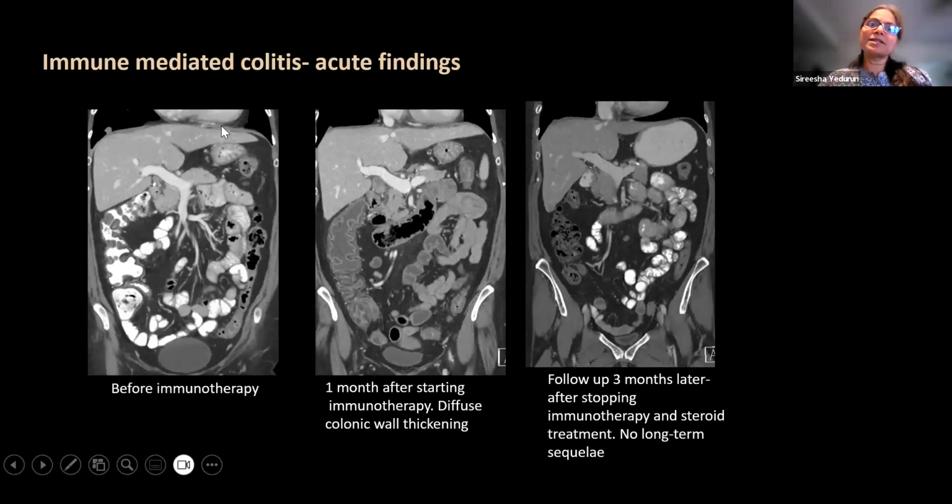One of the common things we find is immune-mediated colitis. So we frequently see CTs from our acute care facility, and patients on immunotherapy come with bad diarrhea, bloody diarrhea. And when we do imaging, you can see again diffuse or focal wall thickening of the colon. There is fluid distension. So the entire colon may be affected. There's diffuse wall thickening, or sometimes only the rectum or sigmoid colon will be involved. But this patient had diffuse involvement. And everything came back to normal after stopping immunotherapy and giving steroid.